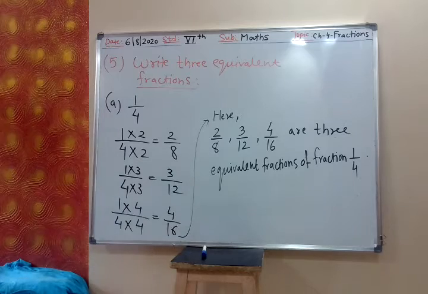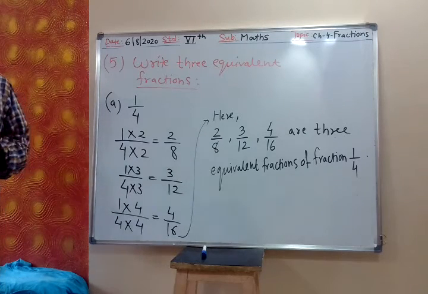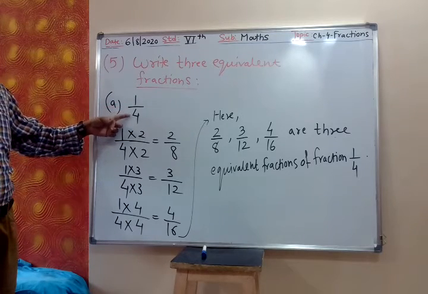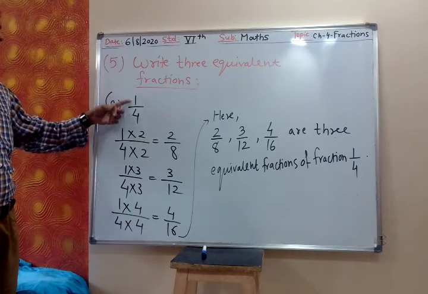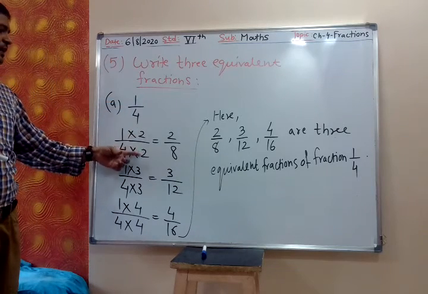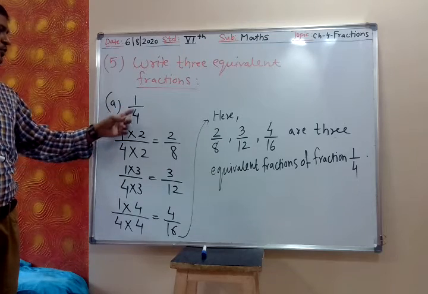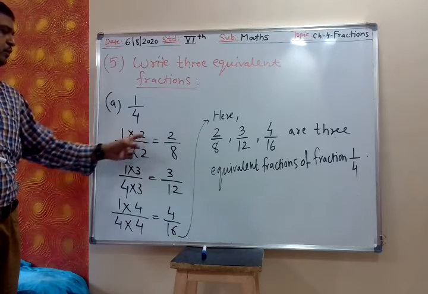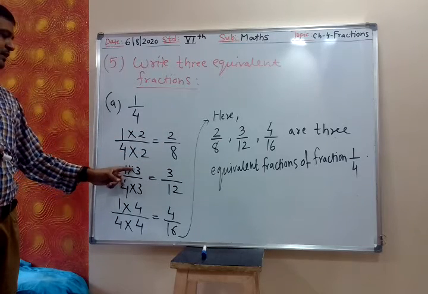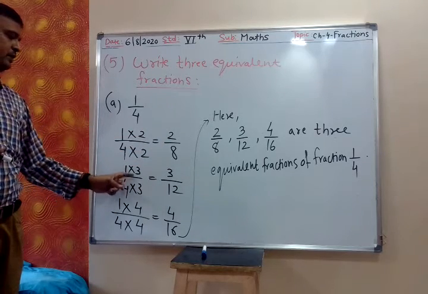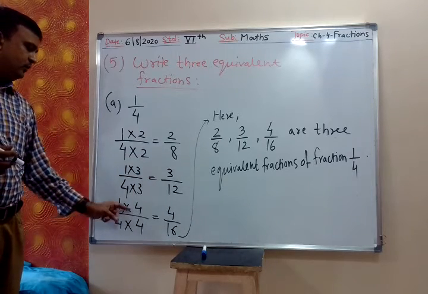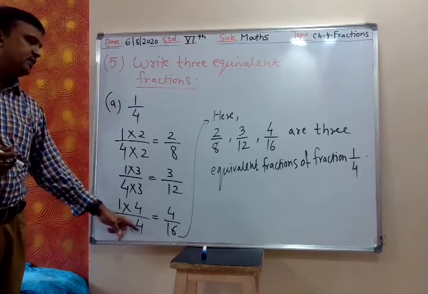So to write 3 equivalent fractions, we multiply and divide the fraction by 3 different numbers. First I will multiply and divide by 2. So 1 into 2, 4 into 2: 2 by 8 is the first fraction. Multiply and divide by 3: 1 into 3, 4 into 3, 3 upon 12, second fraction. Multiply and divide by 4: 1 into 4 upon 4 into 4, 4 upon 16. This is the third.